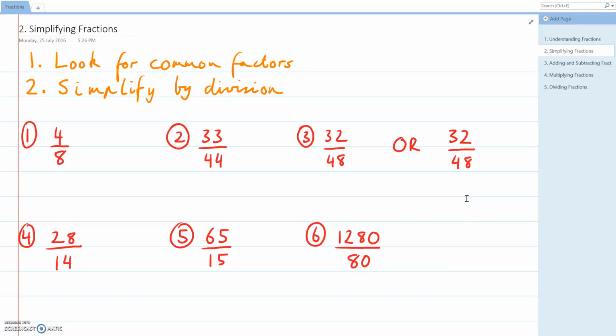Alright, this is part 2 of fraction tutorials, looking at simplifying fractions. And the hardest part and the first step of all of these is to look for common factors in both your numerator and denominator. And common factors are numbers that will divide into both the numerator and denominator.